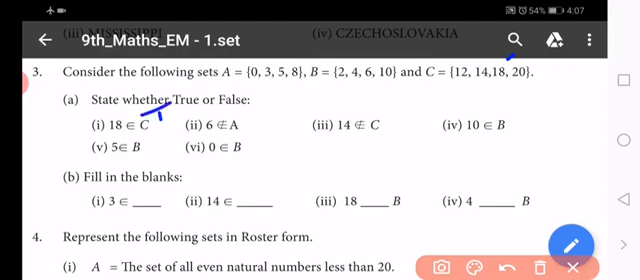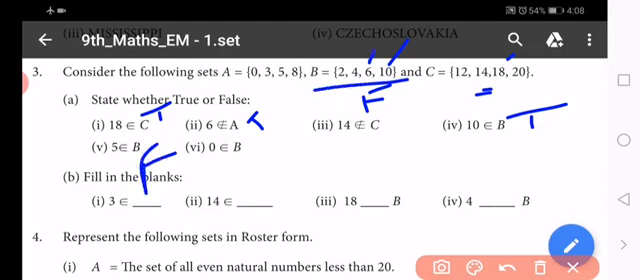So 18 belongs to C is correct. 6 does not belong to A. 6 is in A, no, it is not there. So it is correct. And 14 does not belong to C. 14 is in C, so it is false. 10 belongs to B. So 10 is in set B. So it is true. 5 belongs to B, but there is no 5 in B. So it is false. 0 belongs to B, but 0 is in A. So it is also false. So this is the answer for question A.